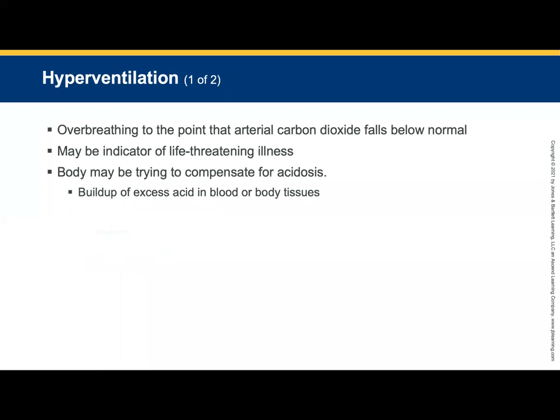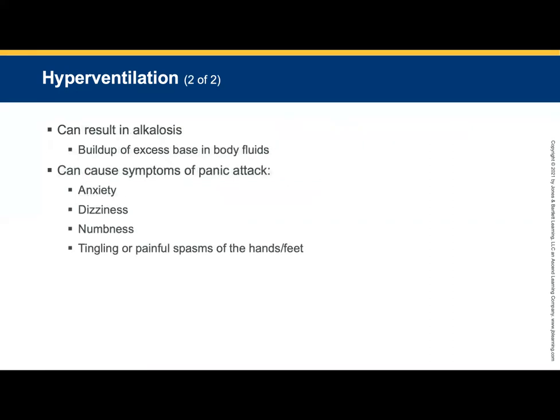So if we talk about hyperventilation, we've all seen this at some point in time. Maybe we've had it occur to us or we witnessed somebody hyperventilating. And this is defined as overbreathing to the point that the level of arterial carbon dioxide falls below normal. This may be an indicator of a life-threatening illness, and the body may be trying to compensate for acidosis, which is the buildup of excess acid in the blood or body tissue. It can result in alkalosis.